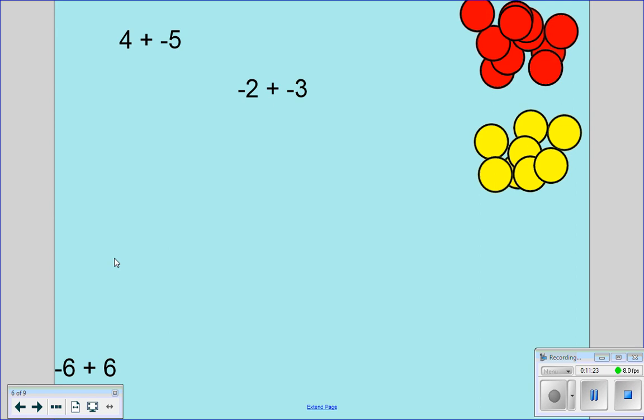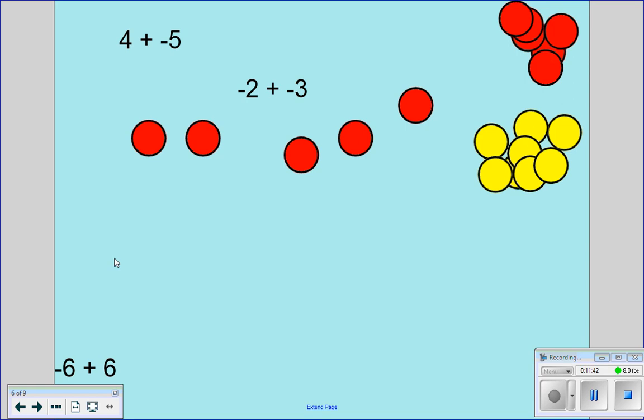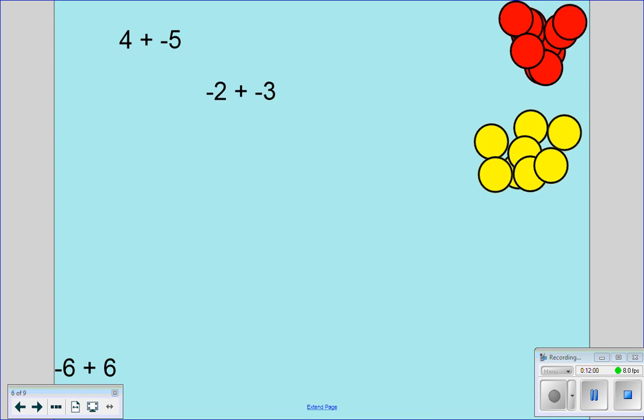So what am I going to put on my board first? 2 red tiles. Good. And then guess what it tells me to add? 3 more reds, right? So let's add 3 more reds. Any zero pairs? No. So what's my answer going to be, McKenna? Negative 5. I have no things that cancel out. So this is going to be my answer. I don't have anything I can cancel. Okay, let's try another one.